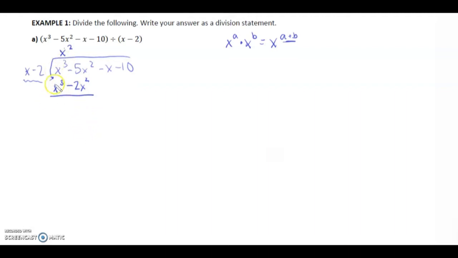So remember, because this is a binomial, if we put a subtraction sign here, we are going to subtract them. We have to subtract not only the first terms, but also the second terms. So the first two terms should be identical. They should just cancel out. If not, you did something wrong. Now we have negative 5x squared minus negative 2x squared. Okay, so what I get is essentially negative 5x squared plus 2x squared. I get negative 3x squared.